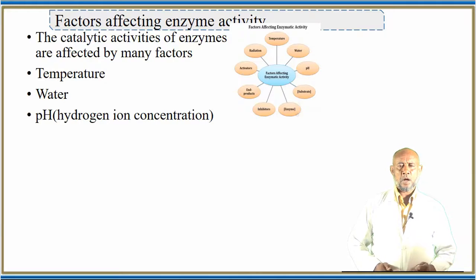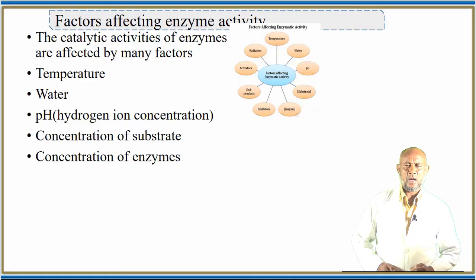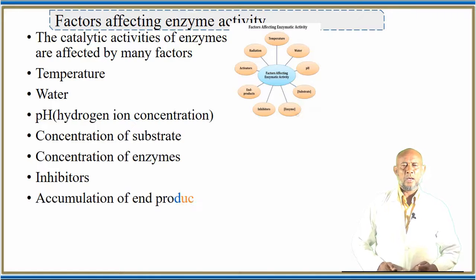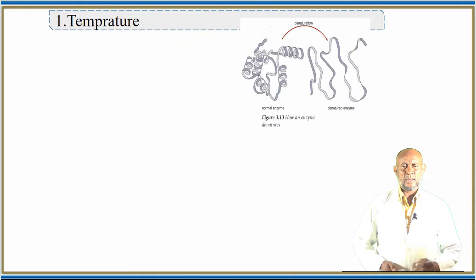The pH or hydrogen ion concentration, the concentration of substrates, and the concentration of enzymes, inhibitors, and accumulation of end product, effect of activator. All these are some of the major factors that are affecting the enzyme catalytic activity. Now let's look one by one.